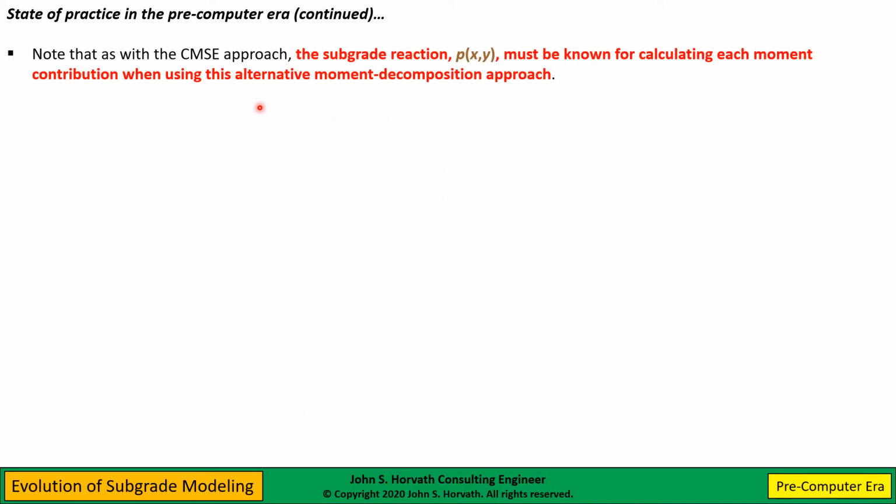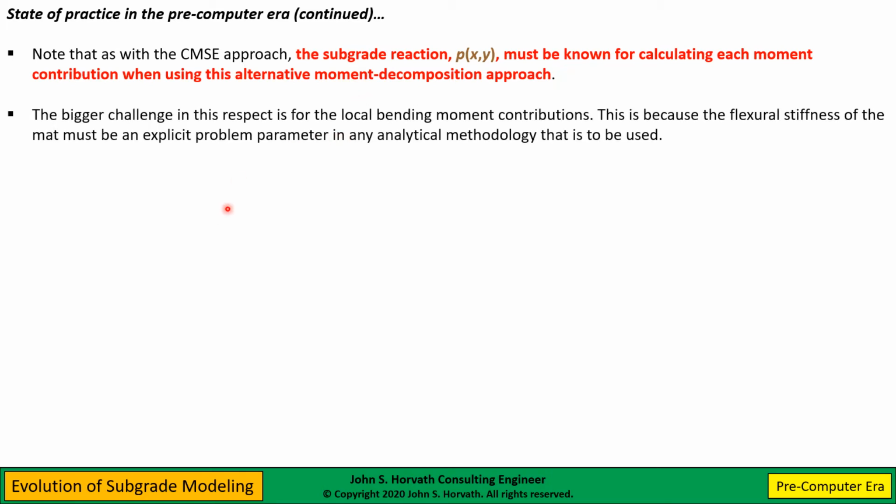But know that, as with the conventional method of static equilibrium, in this alternative method, the subgrade reaction, P of xy, must be known for calculating each moment. Right? And the subgrade reaction is actually a bigger challenge for the local bending moment than the global. And this is because for the local bending moments, you really must consider the flexural stiffness of the mat or the slab or whatever as a problem parameter.